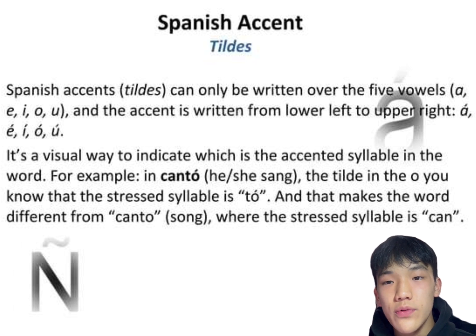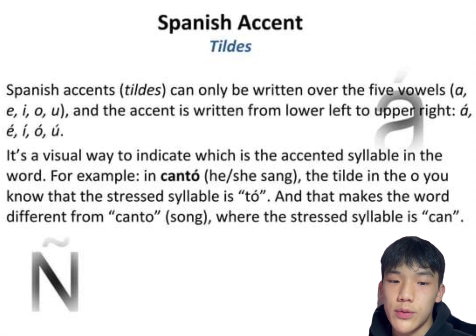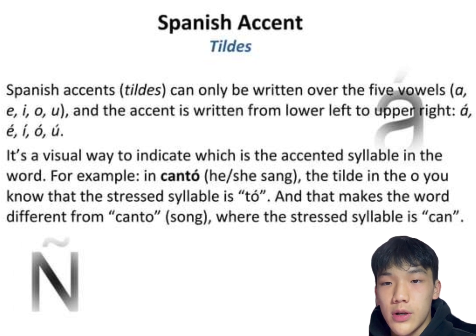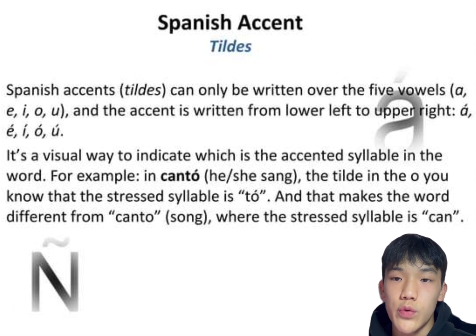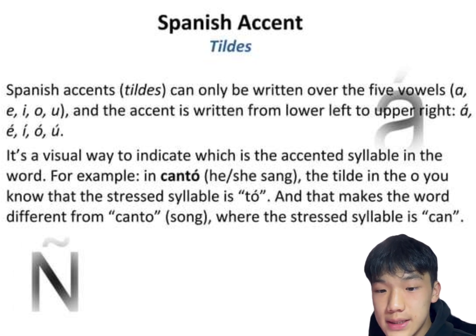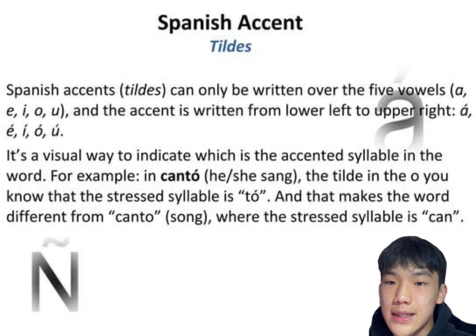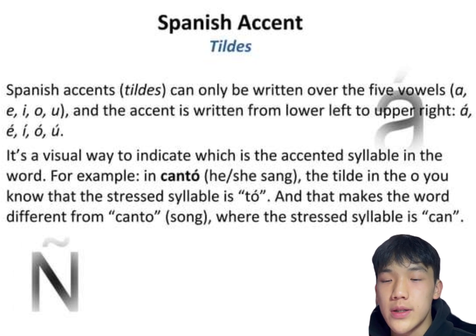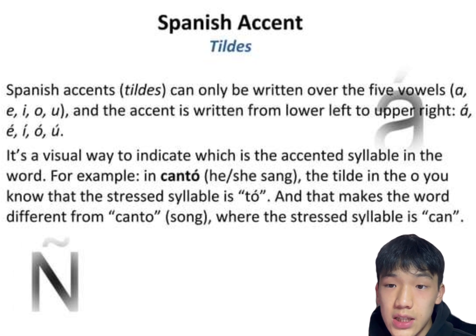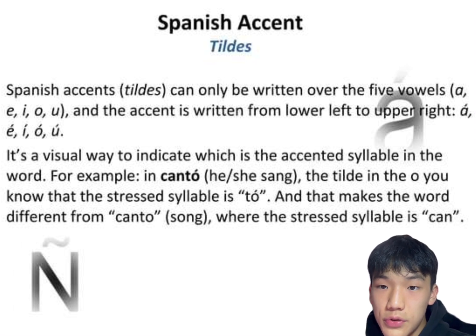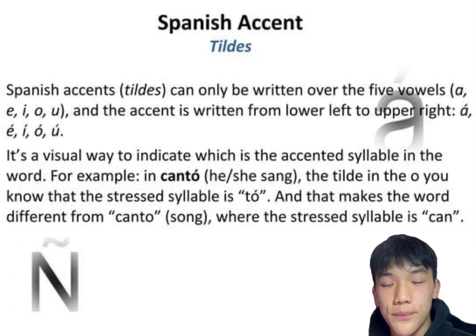In this case, it's more of a visual way to indicate where the accented syllable in the word is. For example, cantó. The O is heavily stressed, and that is where we would put the accent. Cantó means he or she sang. But if you take the tilde off, it is just canto, which means I sing. So the tilde on the O tells you the stressed syllable is tó, and that makes the word different from canto, which is song as well, where the stressed syllable is can, canto. So that's the difference between the two.